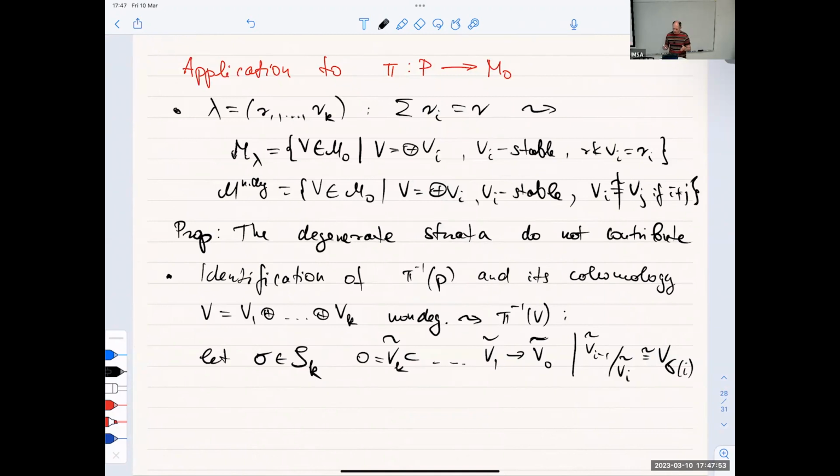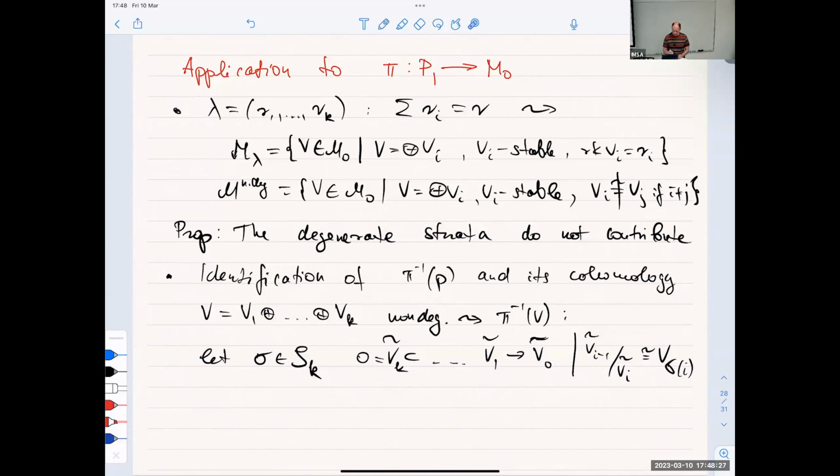Okay, so now we apply this to our map pi, which you remember we got from the parabolic, that space which I denote by P1, going to M0. And so now I have to deal with the strata. I will follow the strategy that I described. But let's just talk a little bit about the strata. The first approximation is very simple.